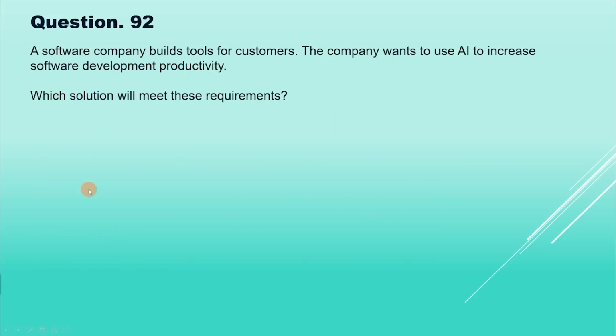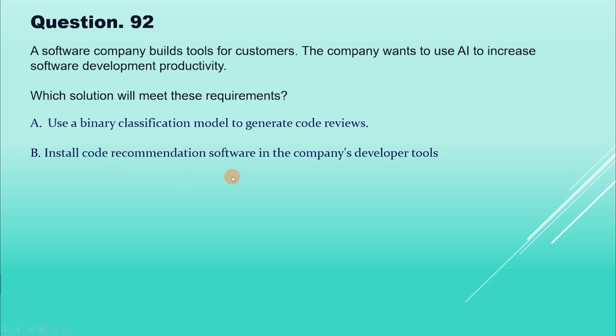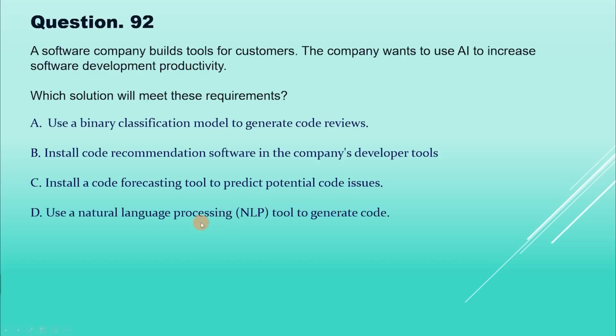Now question number 92. A software company builds tools for customers. The company wants to use AI to increase software development productivity. Which solution meets these requirements? Here are the options. Option A, use a binary classification model to generate code reviews. Option B, install code recommendation software in the company's developer tools. Option C, install a code forecasting tool to predict potential code issues. Option D, use a natural language processing tool to generate code.